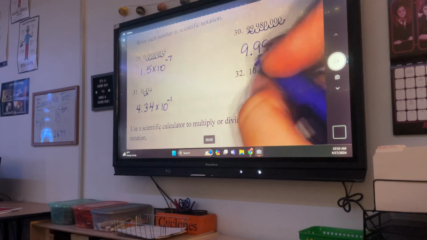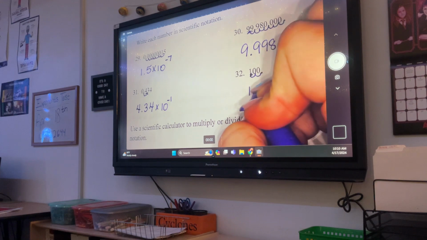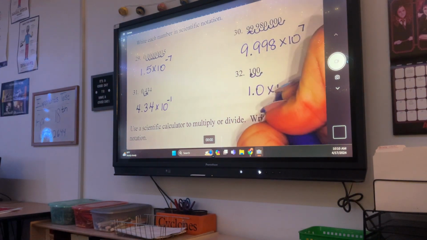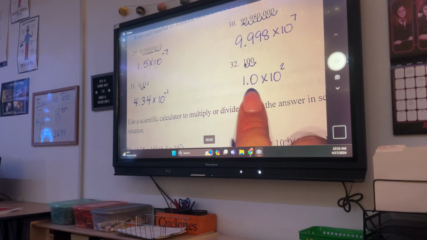And then on 32, moving it twice. 1.0 times 10 to the 2nd. When you have a singular number, always put 0.0 at the back. All right, good on that?